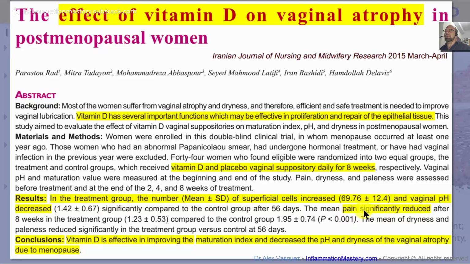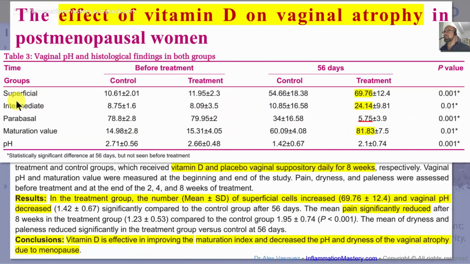So they note here that pain significantly reduced after 8 weeks in the treatment group compared to the control group. The mean dryness and paleness reduced significantly in the treatment group versus control at 56 days. Conclusion: vitamin D is effective in improving the maturation index and dryness of vaginal atrophy due to menopause. And let's look at a few more details here.